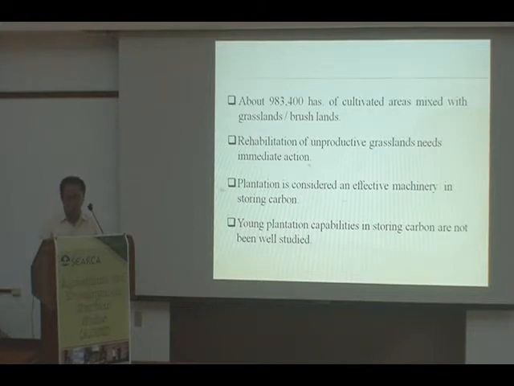For example, for plantation. We all know that plantation is considered an effective machinery in storing carbon. I think we all know that. There are many studies already published that forest ecosystem is very helpful in storing carbon, not only in the soil but also in the biomass.